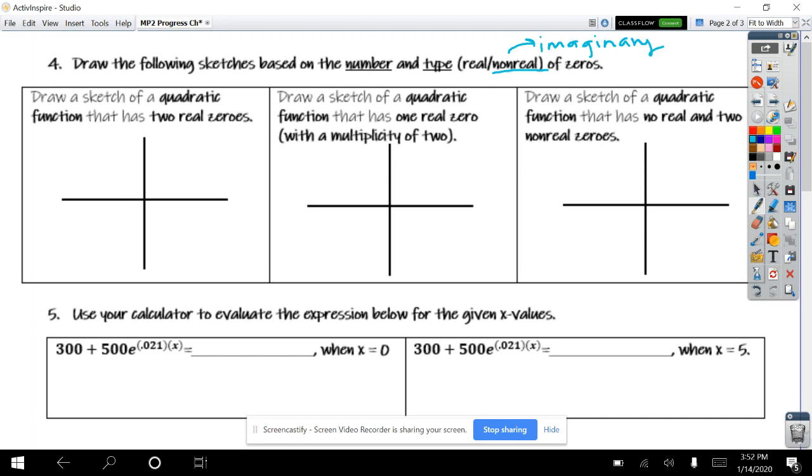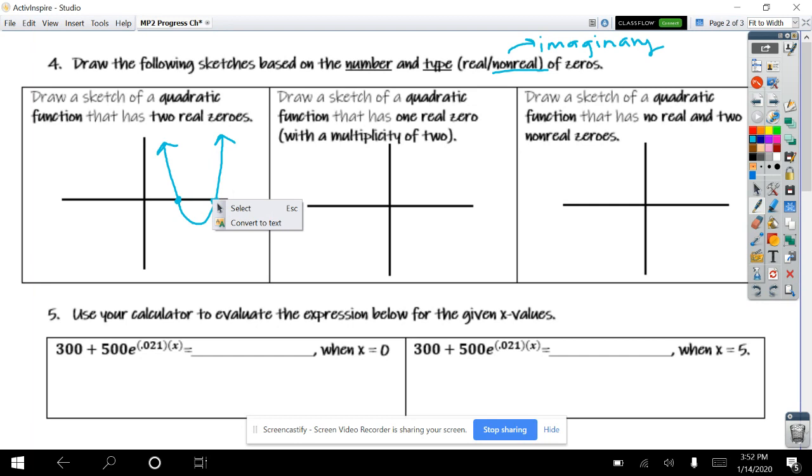So the first question says, draw a sketch of a quadratic function that has 2 real zeros. Well, 2 real zeros means it's going to intercept the x-axis twice. So it's just going to be a parabola like this. It intercepts the x-axis 2 times.